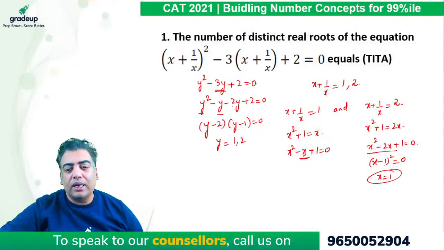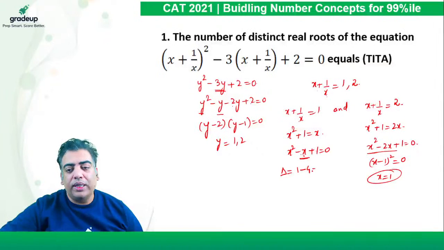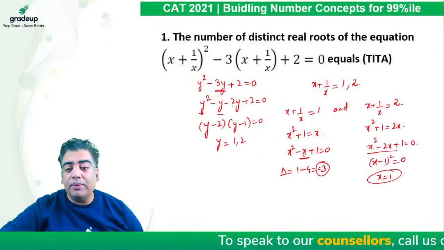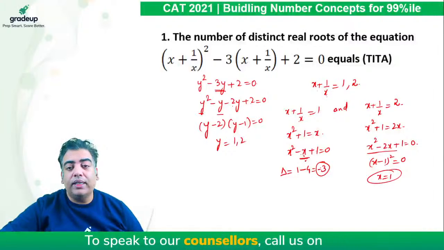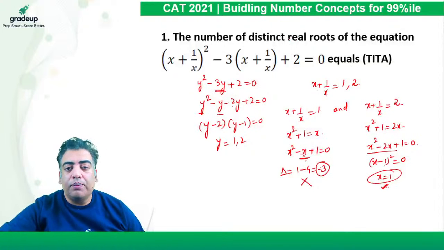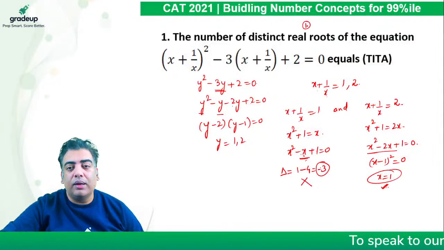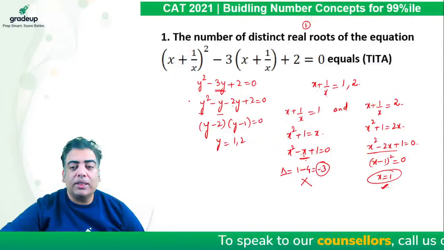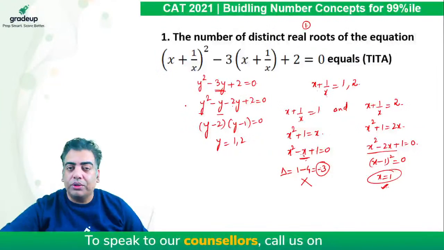So let's study the discriminant of this. The discriminant of this equation comes out to be b square, which is 1, minus 4ac, which is minus 3. If the discriminant is negative, it means this equation will yield only and only complex roots and not real roots. So no solution out of this and exactly one solution out of this. So the number of distinct real roots of the equation comes out to be 1. So this is one way of solving this entire question.